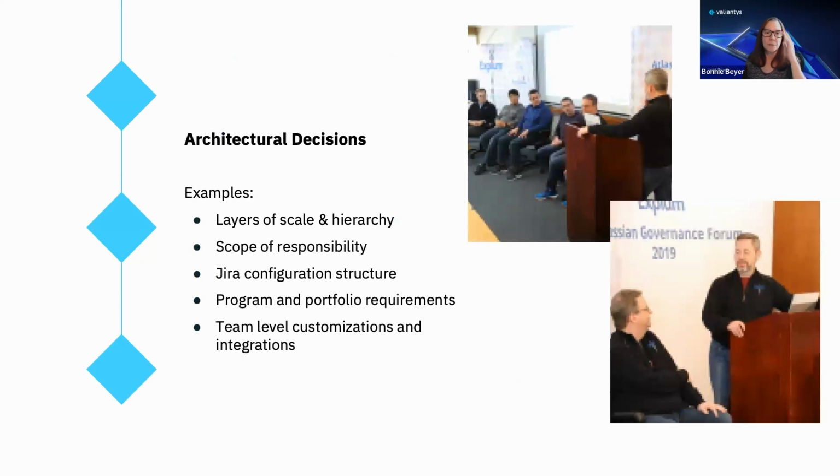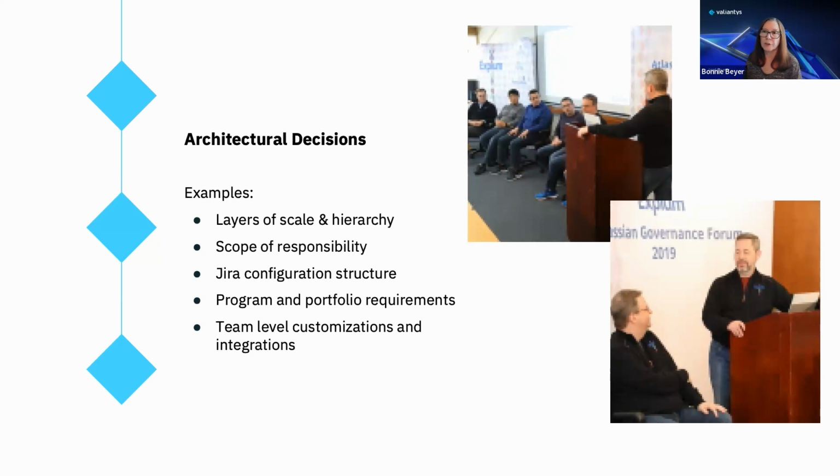And so these architectural decisions, they can significantly impact how your organization uses Atlassian products. And these are some of the things that your governance board is going to start out right away, just trying to decide. What are our layers of scale? What's the hierarchy of our data in our system? What's our scope of responsibility? What portions of support and change management are we responsible for? What tools are we responsible for?